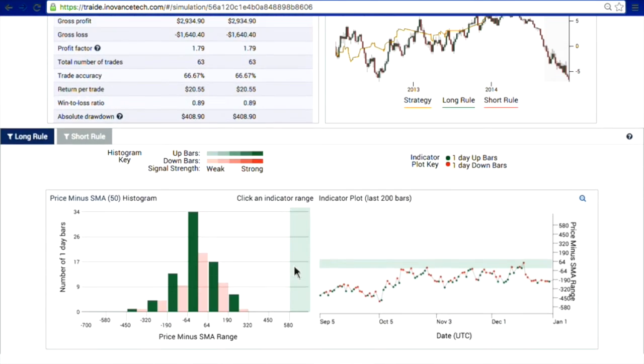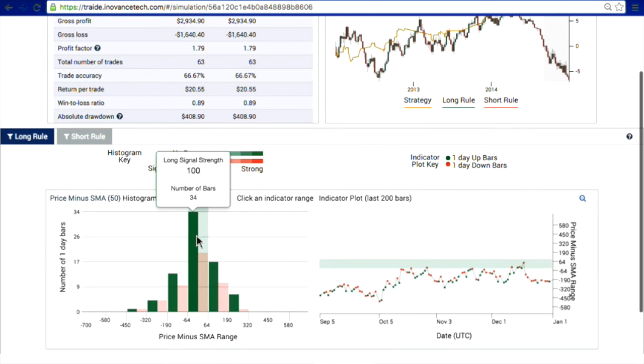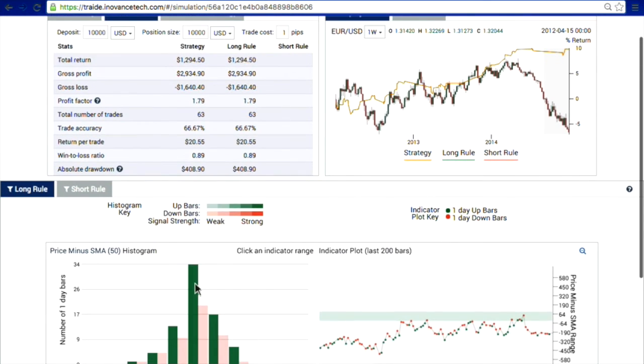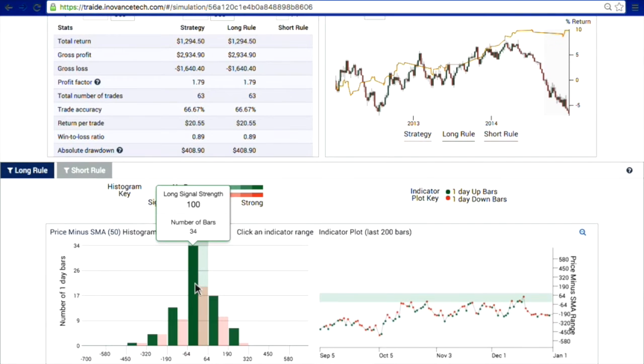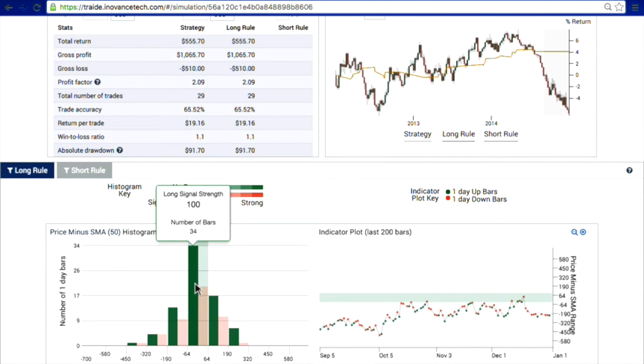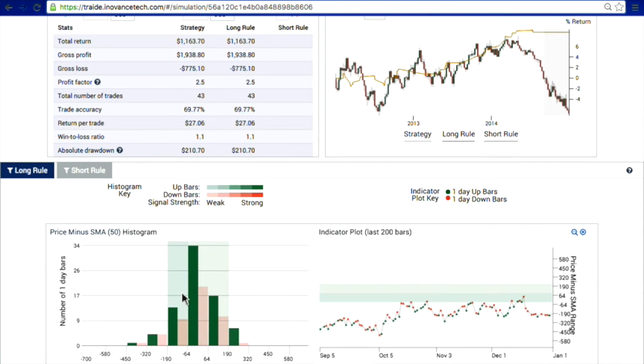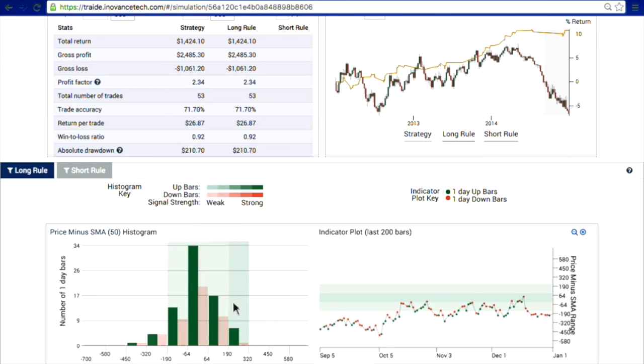So then let's add the conditions for the price minus the SMA, and we can see very clearly that after filtering out our first 2 indicators, there's a very strong signal when the price was between 64 pips above and below the SMA, and we're going to continue to add the rules here.